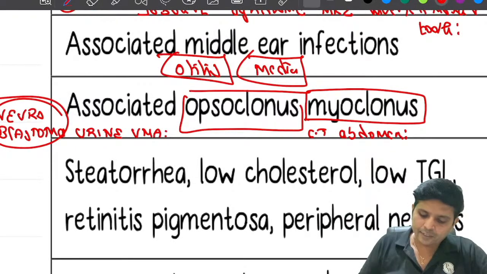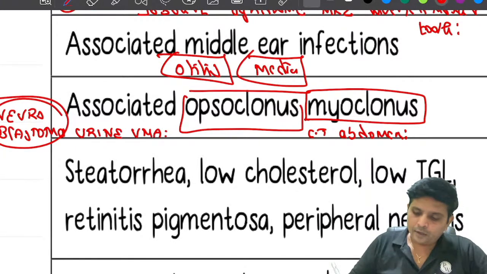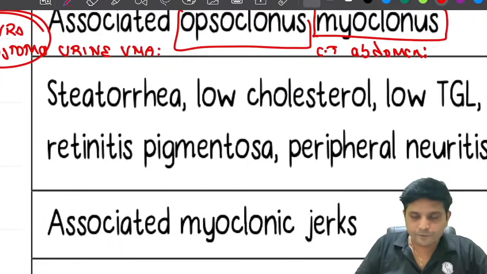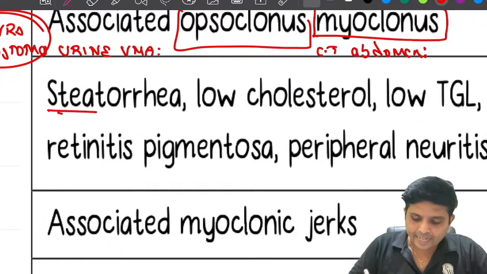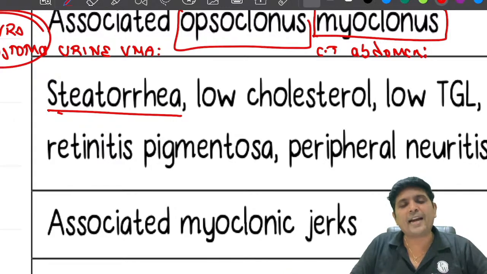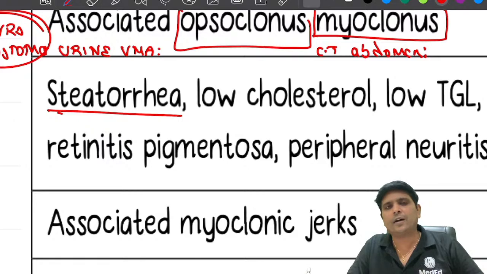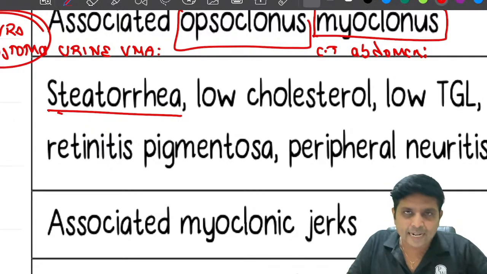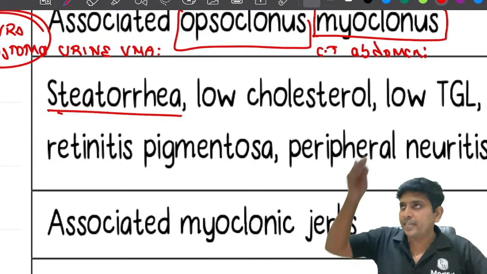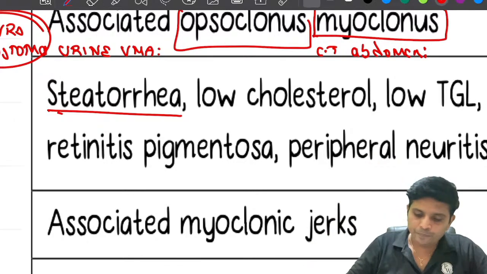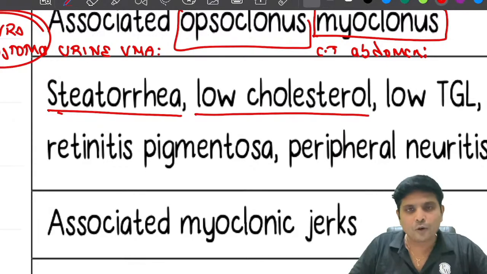Then, what is this? A child with ataxia is brought with steatorrhea. That means what? Fat is not getting absorbed. When fat is not getting absorbed, what are all the causes? One is pancreatic insufficiency. Second is a mucosal defect. These can be ruled out. And it is characterized by low cholesterol.